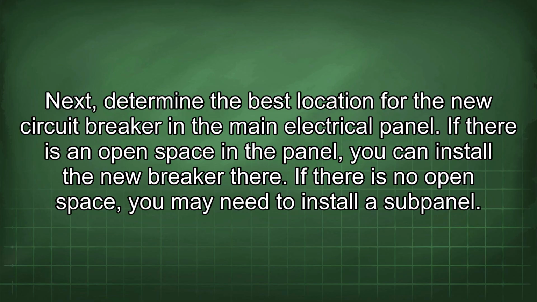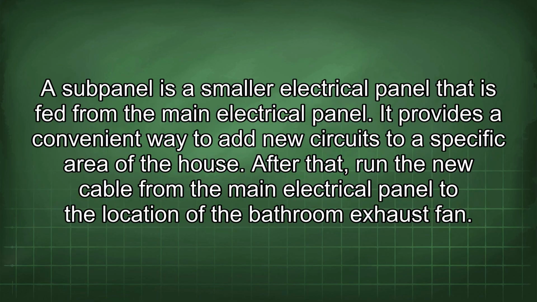Next, determine the best location for the new circuit breaker in the main electrical panel. If there is an open space in the panel, you can install the new breaker there. If there is no open space, you may need to install a subpanel. A subpanel is a smaller electrical panel that is fed from the main electrical panel. It provides a convenient way to add new circuits to a specific area of the house.